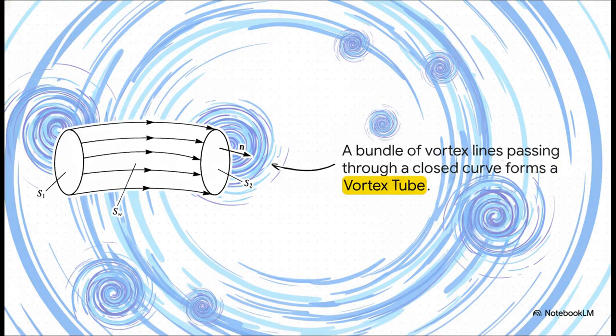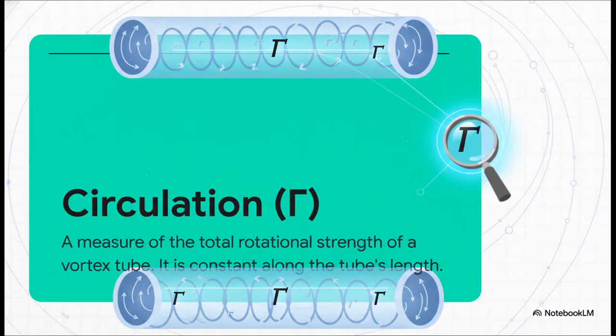And we can actually take this whole idea one step further. You know how a bundle of streamlines makes a stream tube? Well, a bundle of these new vortex lines forms a vortex tube. Think of it like a self-contained tunnel of spinning fluid, flowing right through the main body of air. So that's great, but how do we measure just how intense that spin is inside the tube? For that, we use a quantity called circulation, which we represent with the Greek letter gamma. It's basically a measure of the total rotational strength of that whole vortex tube.